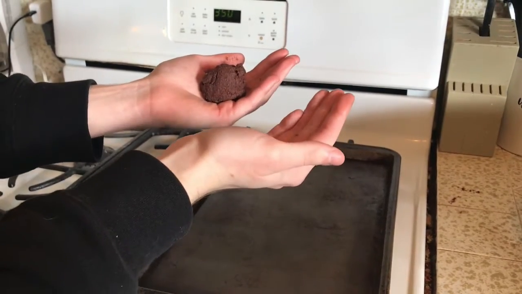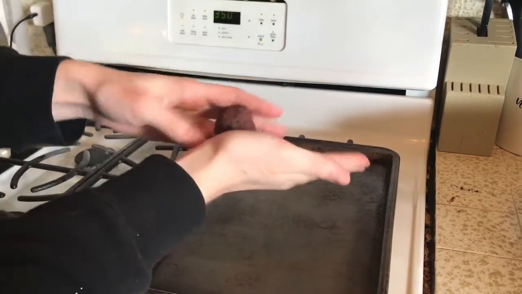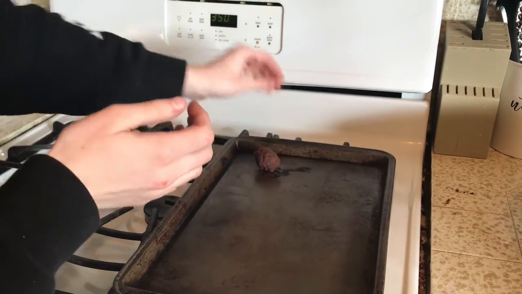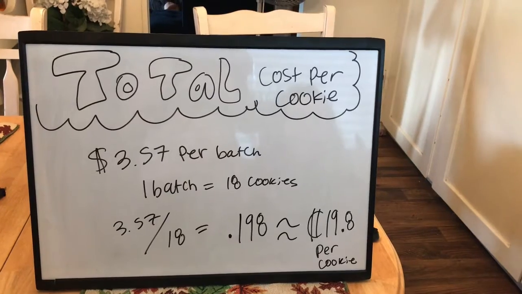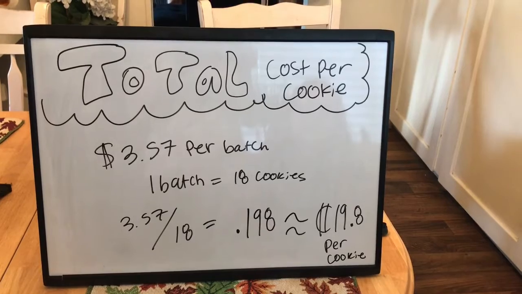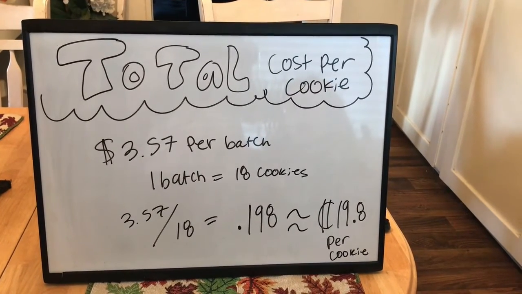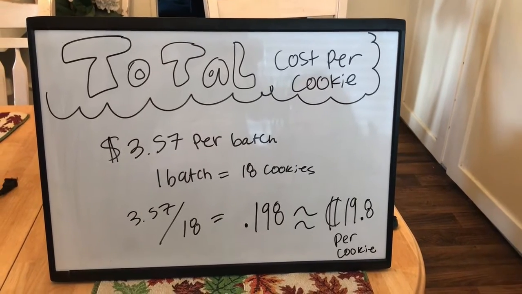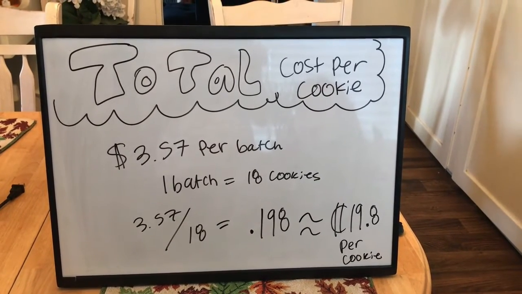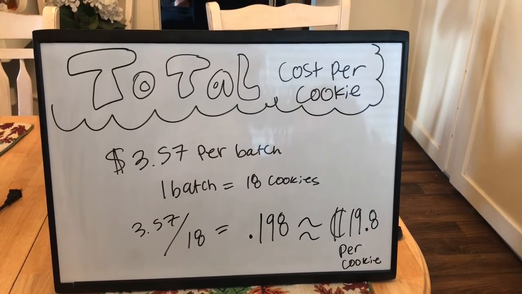Now it's time to roll the dough into balls. This recipe makes 18 cookies. The total cost for one batch of double chocolate chip cookies was $3.57. The recipe made 18 cookies. $3.57 divided by 18 equals 0.198, or roughly 19.8 cents per cookie.